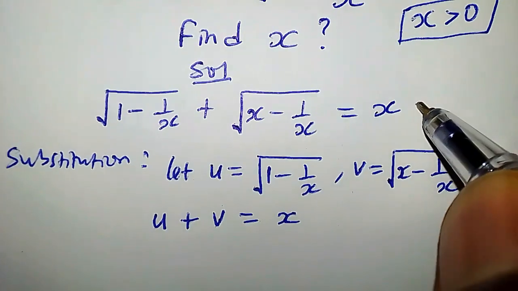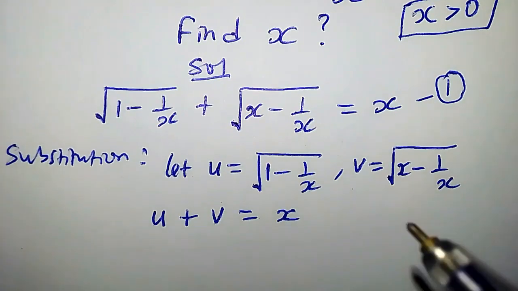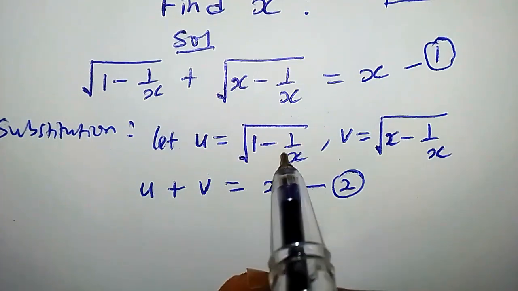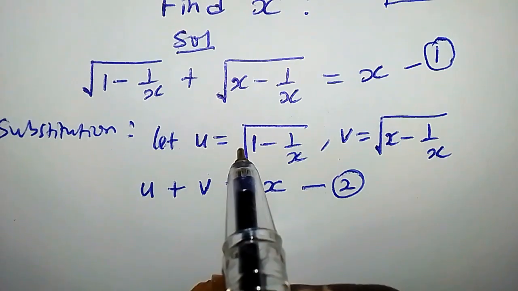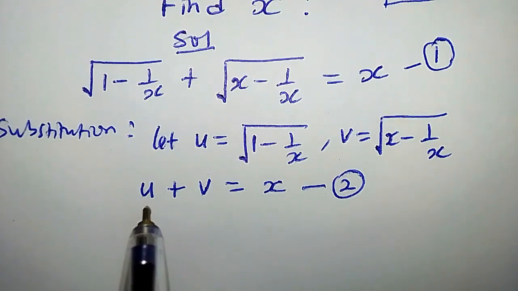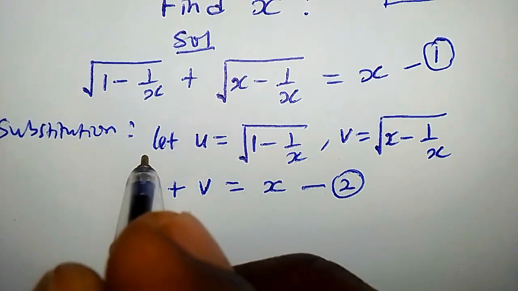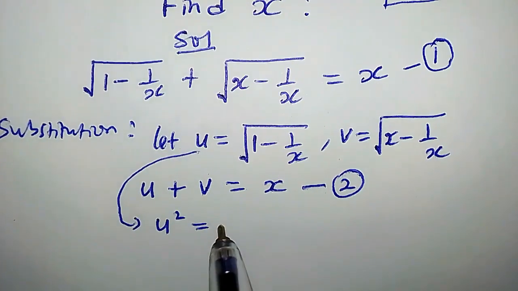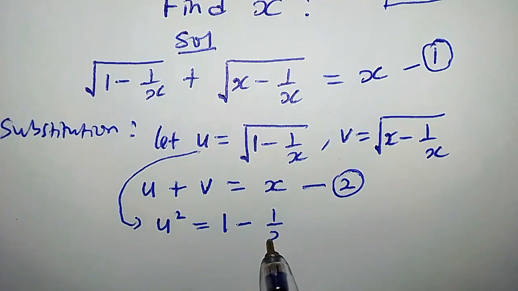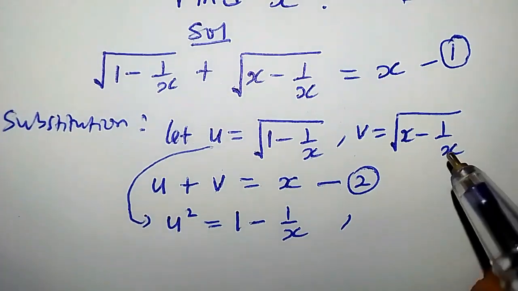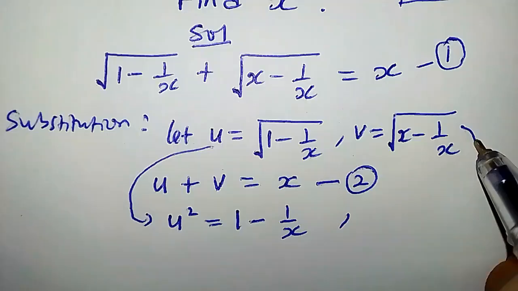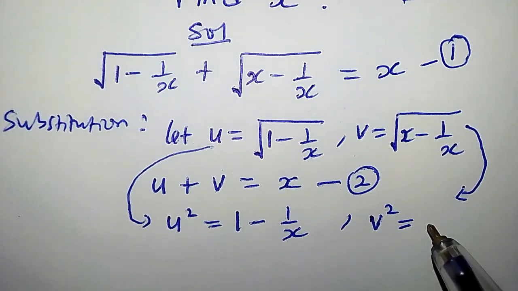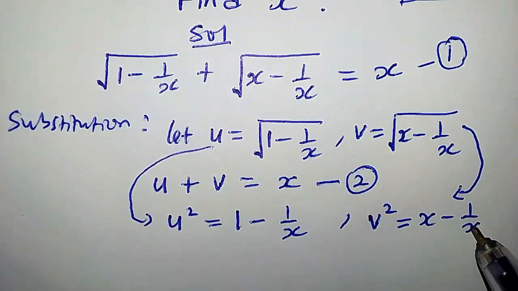We can call this equation 1 and this equation 2. From this supposition, that is u equals the square root of 1 minus 1 over x, if we square both sides, we are going to have u square equal to 1 minus 1 over x. Similarly, if we take the square of both sides of this equation, we are going to have v square equal to x minus 1 over x.